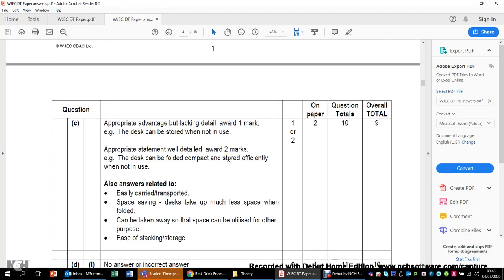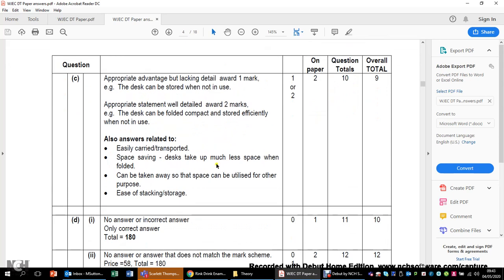If we look at this particular one on the C, an appropriate advantage but lacking detail, award 1 mark: the desk can be stored when not in use. So you're not justifying it, whereas an appropriate detailed statement would be the desk can be folded compact and stored efficiently when not in use. So there's a slight difference there. But it's saying something about it, the fact that it can be folded and be compact, reducing the overall space that it takes up, and therefore it efficiently uses that space and can be efficiently stored.